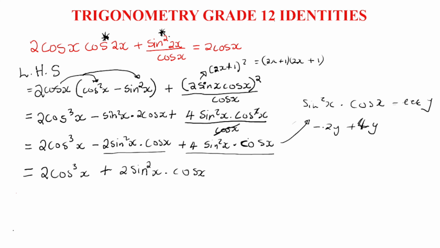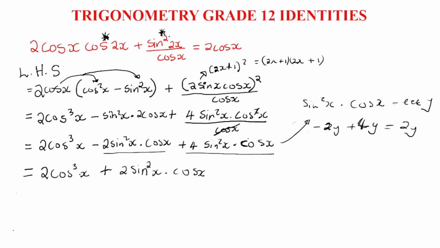Please guys, because it's trigonometry, you see sine and cos, don't let them confuse you. You still have to apply the basic algebraic expression of how to deal with this. So if you say minus 2y plus 4y, this should be giving you 2y, which is what we have here, plus 2 sine squared x cos x.